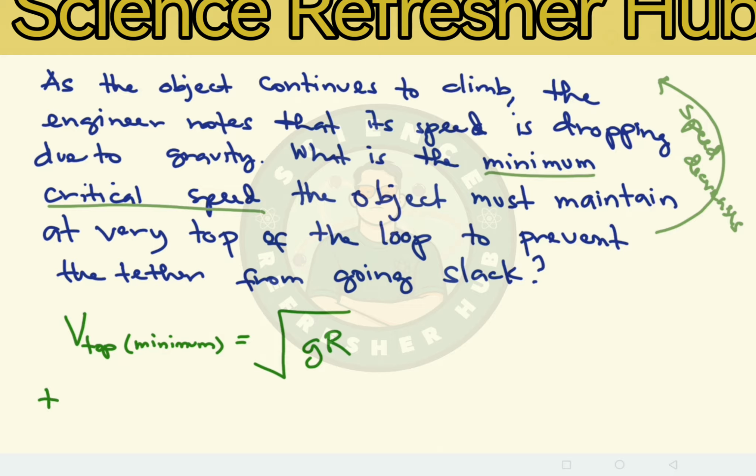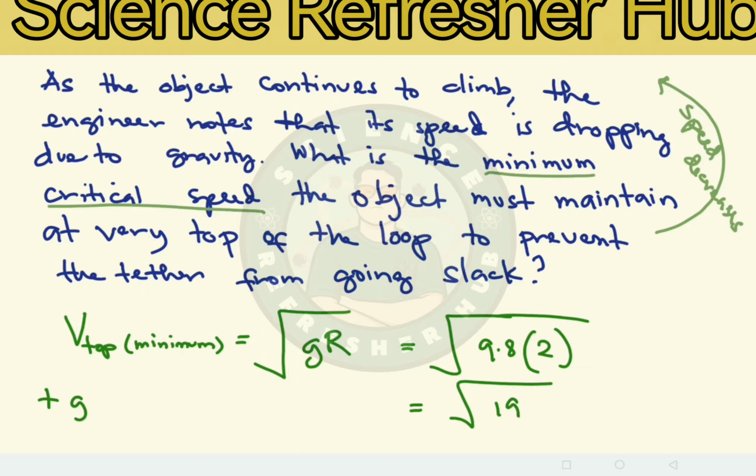The force of gravity is still positive. So the value is the square root of 9.8 times the radius in the problem, if you could still recall, it's 2 meters. And then 9.8 times 2 is 19.6. Let's get the square root of 19.6. The answer is 4.43 meters per second as the top velocity, the minimum top velocity. It only needs 4.43 meters per second to continue the loop.